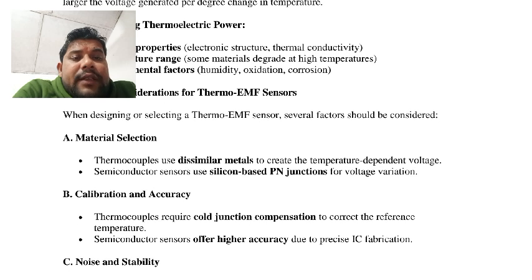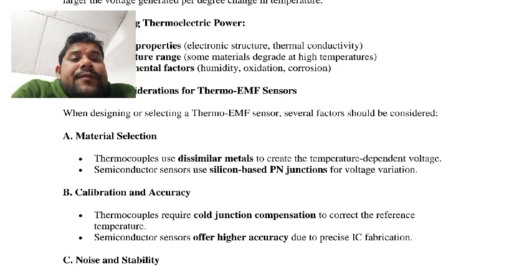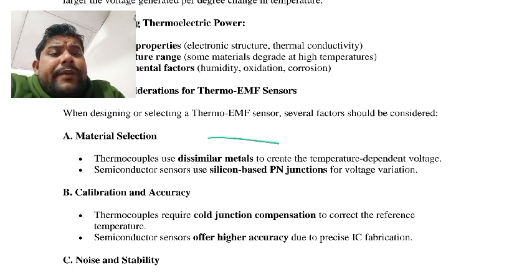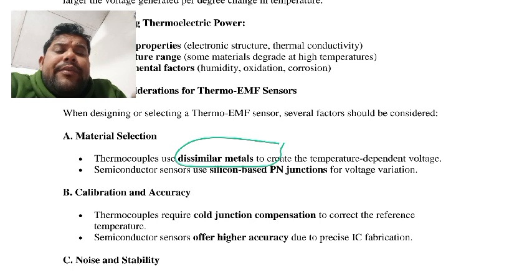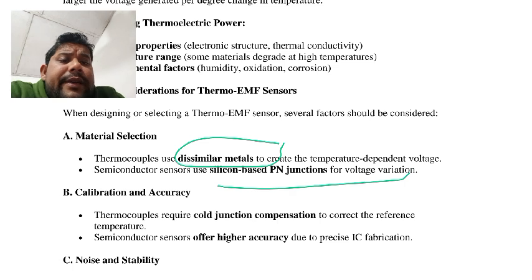Calibration: the thermocouple requires cold junction compensation to correct the reference temperature. Semiconductor sensors offer higher accuracy due to precise calibration. So for material selection, we use two dissimilar metals. Otherwise, if we are not using two dissimilar metals, then the output must be zero. For semiconductor sensors, silicon-based PN junction voltage variation can be used.